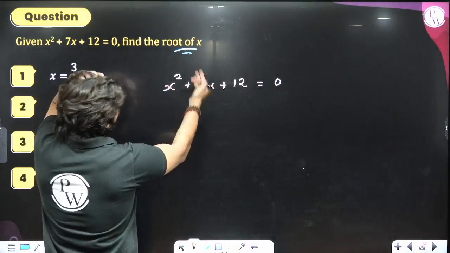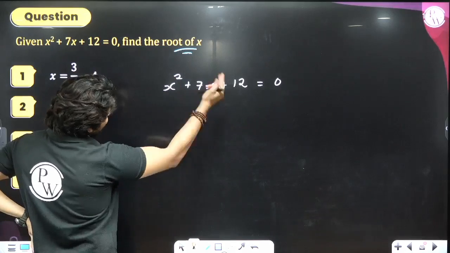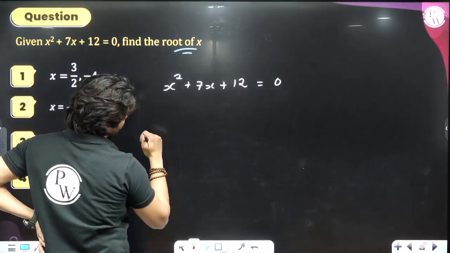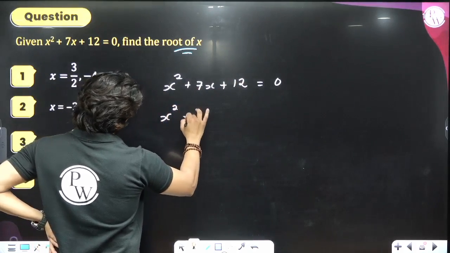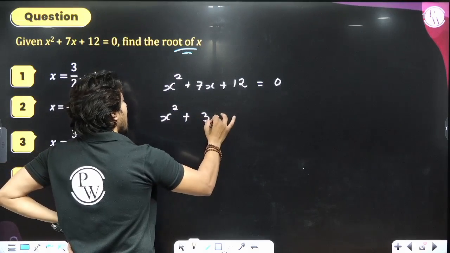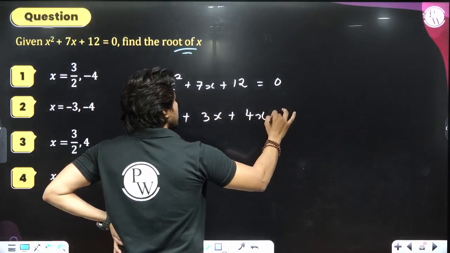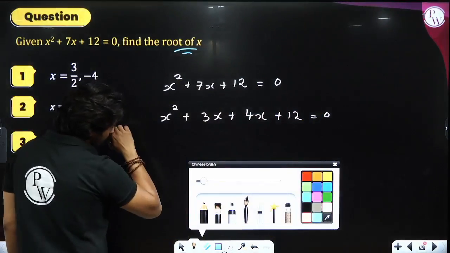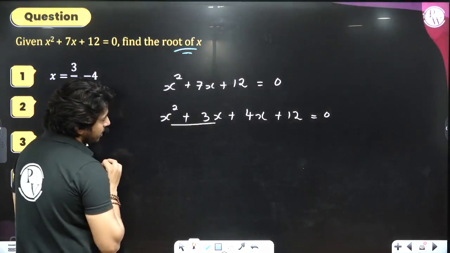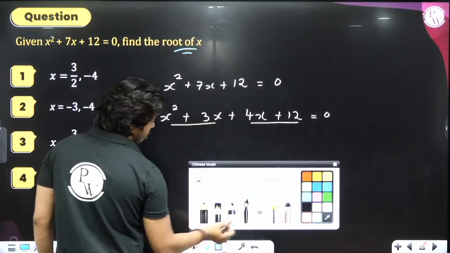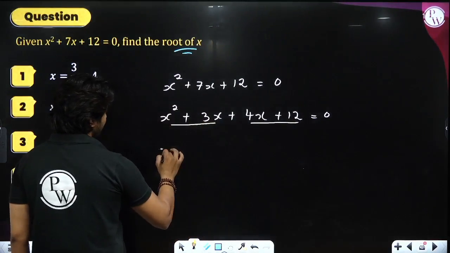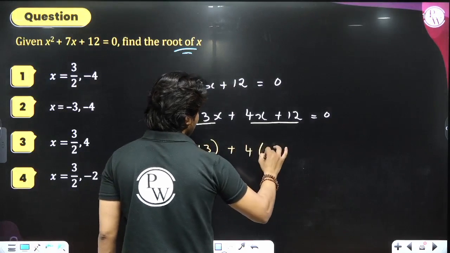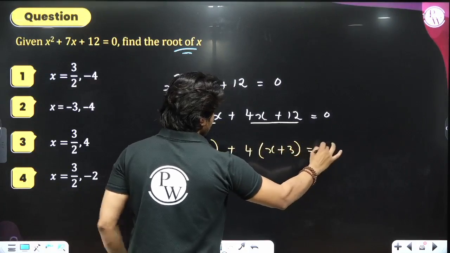So let's go straightforward. First, try to break up this equation. Let's split it. Can you divide 7? Yes, sir. How to divide so that the product gives you 12? Let's write it: x square plus 3x plus 4x plus 12 equals 0. Now what can we do? We can take x common from here and 4 common from here. What are you left with? You are left with x bracket x plus 3, plus 4 bracket x plus 3, equals 0.